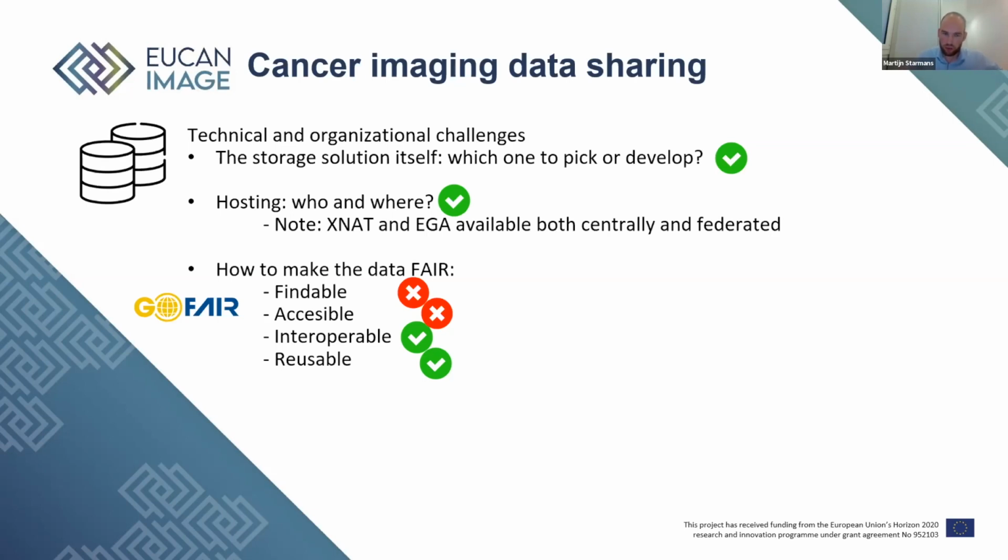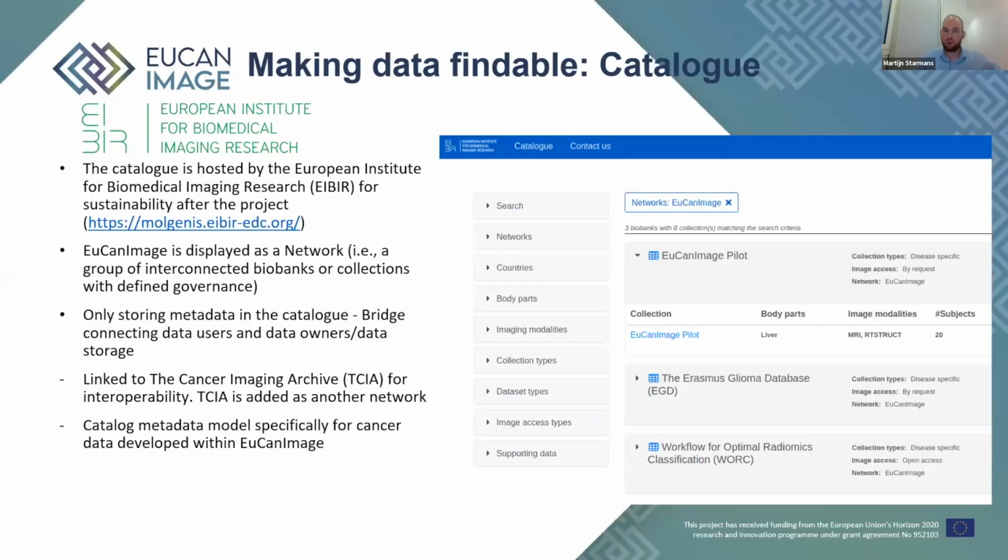We still need to make the data findable and accessible. So to make data findable, it's very popular to do cataloging. So to make a catalog which people can visit to see which data is available in your repository. So in EuCanImage, we're making use of, again, an existing research infrastructure, the Euro-BioImaging Institute of Biomedical Imaging Research, where the EuCanImage catalog is hosted. And in this catalog, EuCanImage is displayed as a network. So if you would look it up, you can select this as a network, and you will see which data sets we have available, which currently are 2 public data sets, but in the future, we hope to add more.